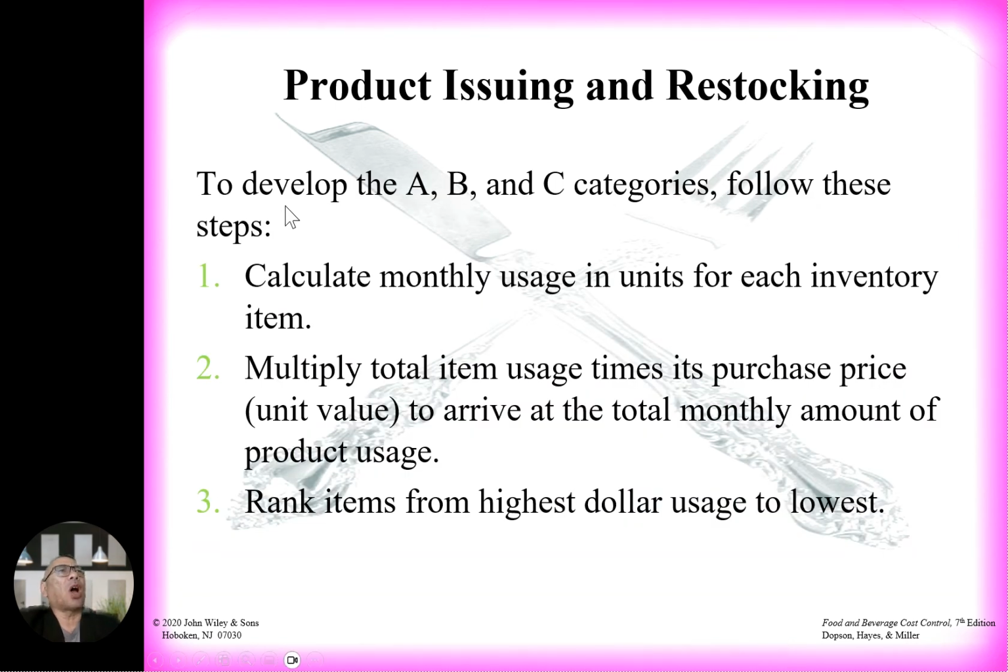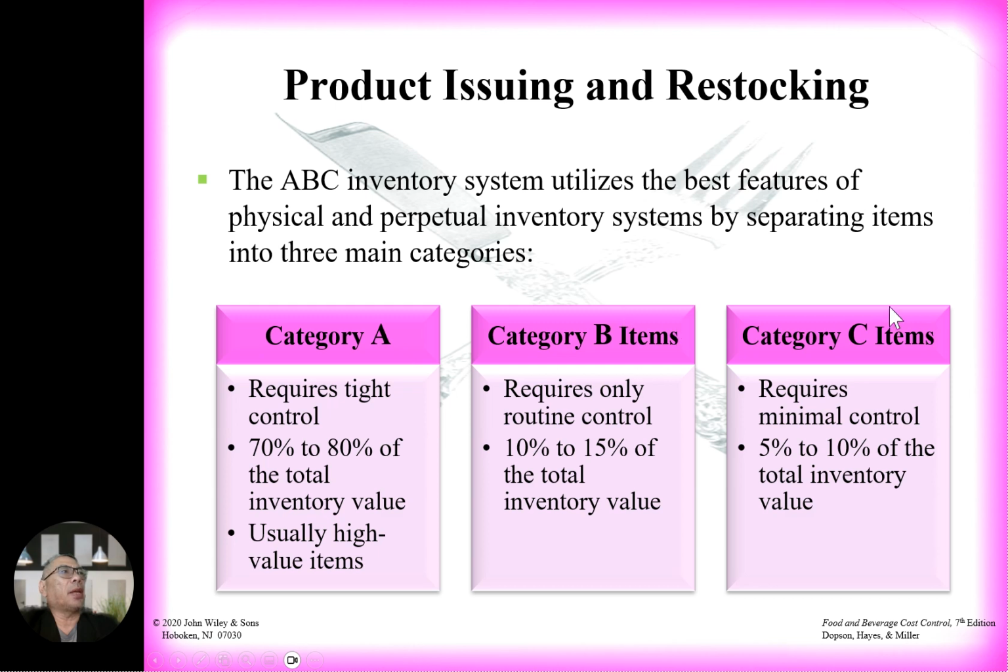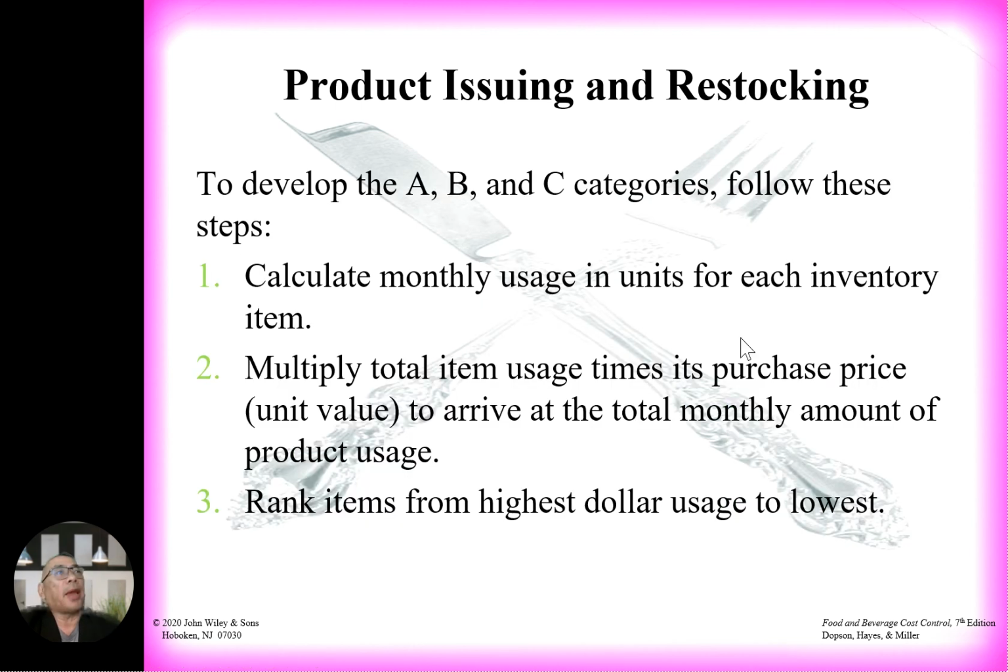Product issuing and restocking. The ABC categories follow these steps. Number one is the step we just mentioned earlier: the A here, the B here, and the C here. So we're going to go to the next step.